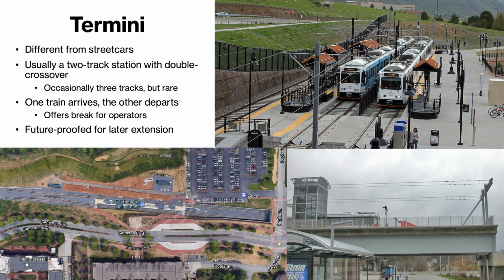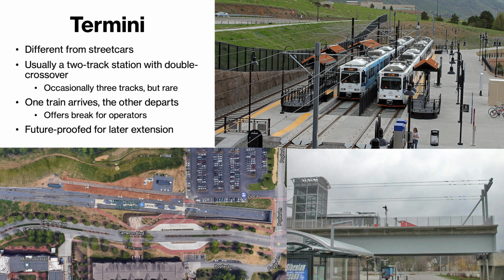They usually have a 2-track station with a double-track crossover leading into the station. Usually it's an island platform. Occasionally you can find 3 tracks at the end of the line, like in the top right in Denver, but these are more rare.